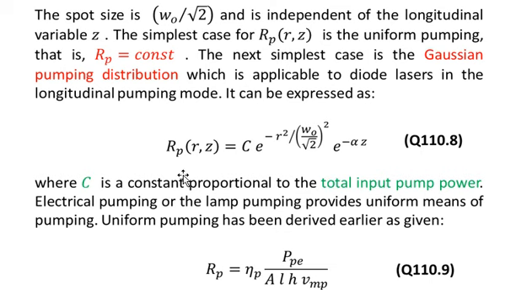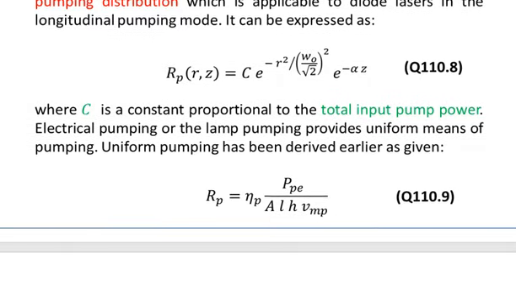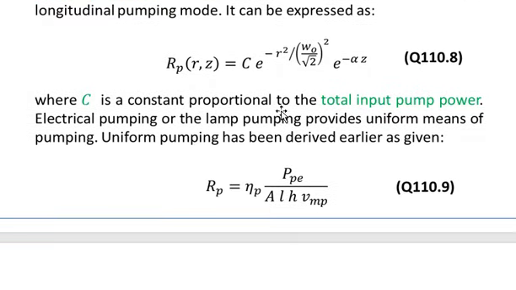And also you see that the pumping will follow a similar pattern, that is C multiplied by e to the power minus r square divided by the square of W naught divided by the square root of 2, and multiplied by e to the power minus alpha Z. So you see that here the dependence on Z is also shown through the variable alpha, where alpha is the attenuation constant. Capital C is a constant proportional to the total input pump power.